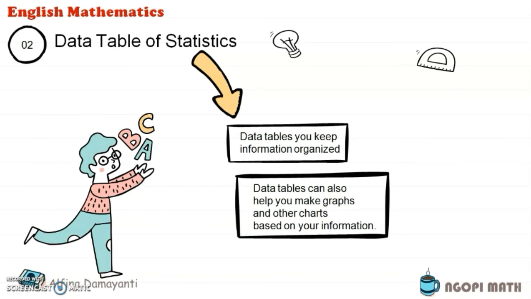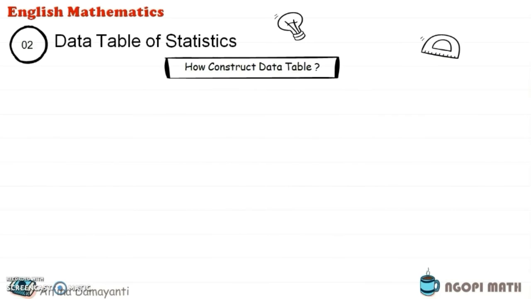Second, the data table of statistics. Data tables help you keep information organized. If you are collecting data from an experiment or scientific research, saving it in a data table will make it easier to look up later. And data tables can also help you make graphs and other charts based on your information.